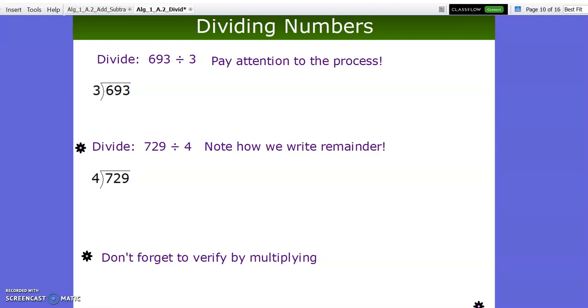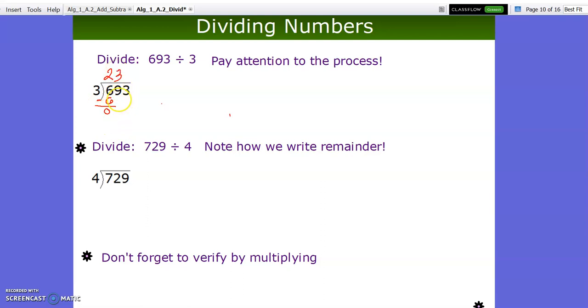We're going to talk about dividing polynomials, but first let's practice our long division. So if you remember, 3 goes into 6 2 times. 2 times 3 is 6, and then we subtract. We get 0. Moving on, 3 goes into 9 3 times.